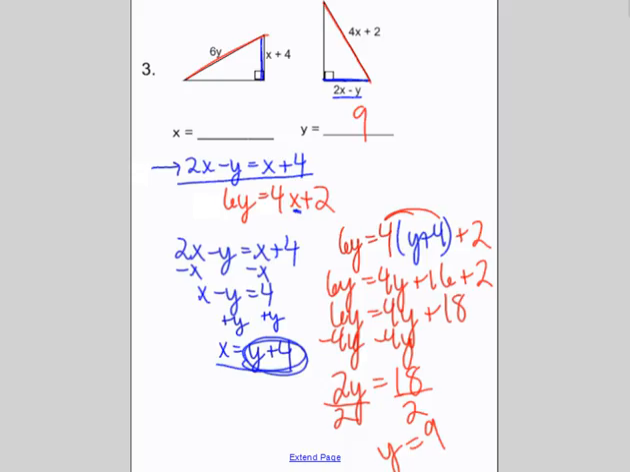To figure out what x is, I can plug in 9 into any equation that has x and y. So I can do this one, or that one. I'm going to use the one I rearranged just because x is already solved for. So this is the equation for x. I'm going to plug in 9 for y, and then add 4. So x is 13.